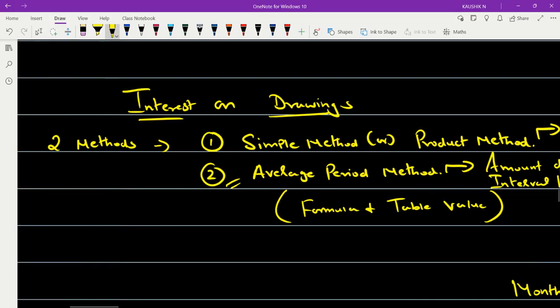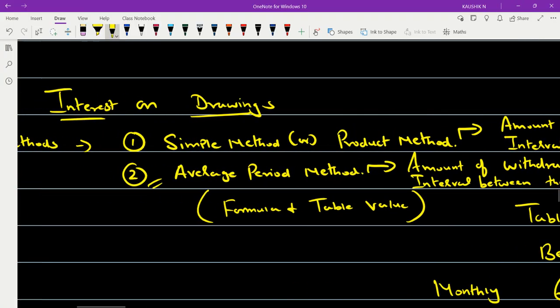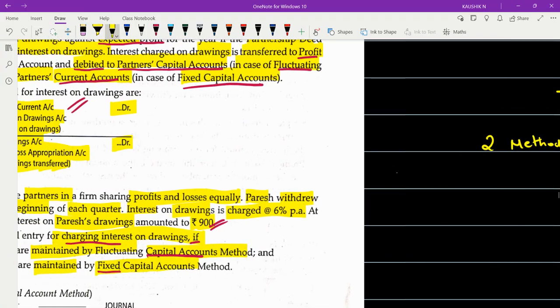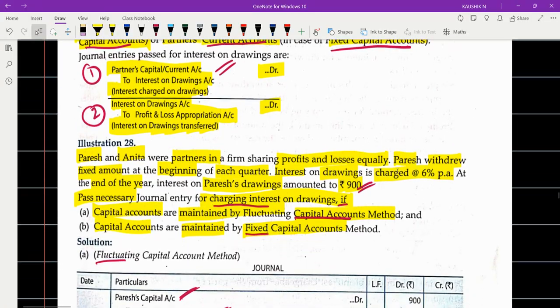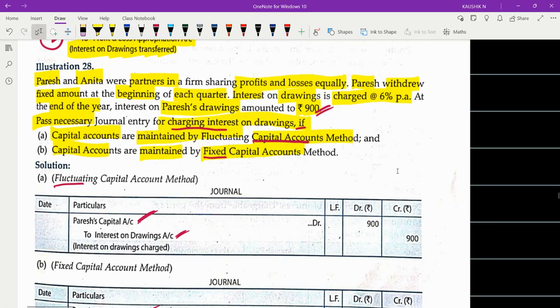The names of those methods, and the condition for when to use what method, everything you have learned. Now I'm going back to the same problem we did here, problem number 28. Looking at this problem, you tell me whether they have calculated something called interest. Here you can see they have calculated interest on the drawings amounting to rupees 900. Tell me, using which method did they calculate this 900? Have they used the product or simple method, or the method called average period method?